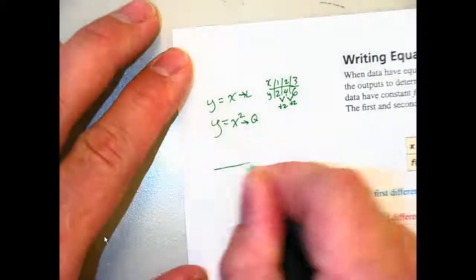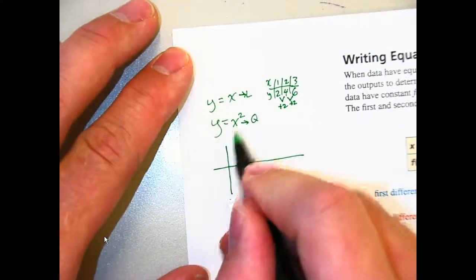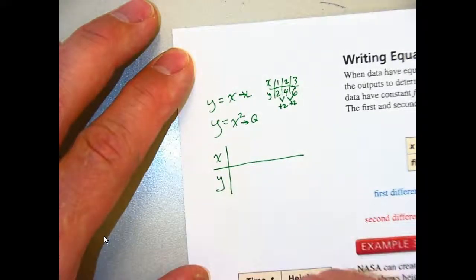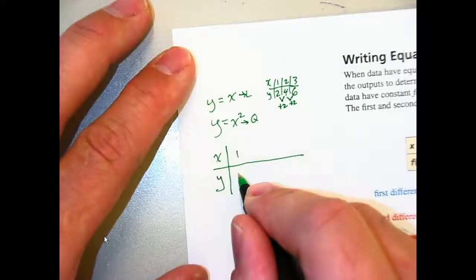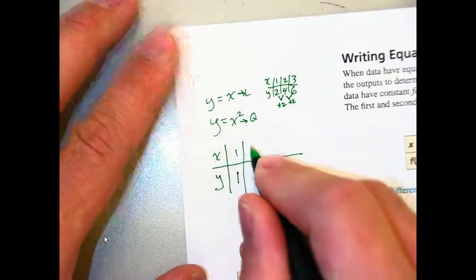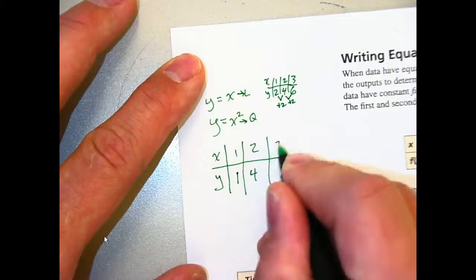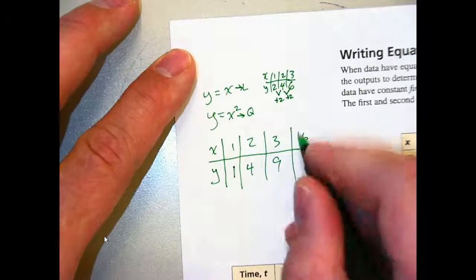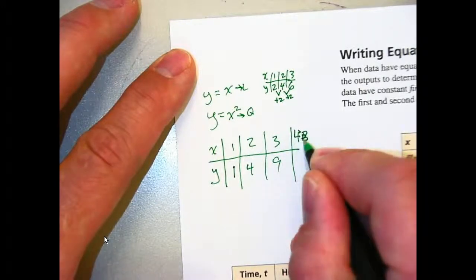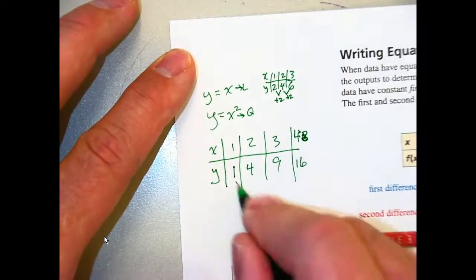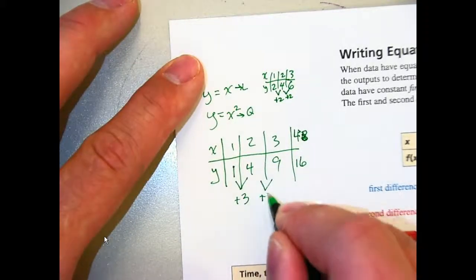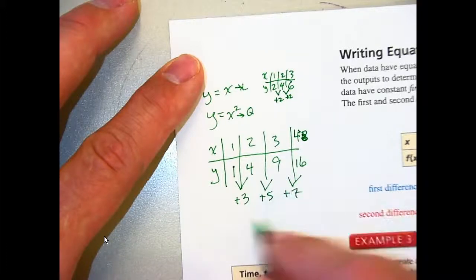Now let me just point out what I'm talking about. Everyone in here knows this table. If this is 1, this is 1. This is 2, this is 4. This is 3, this is 9. And we can keep going, except you'd have to put the right number. So let's say 4, 16. So here we're adding 3. Here we're adding 5. And here we're adding 7. And we can keep going.